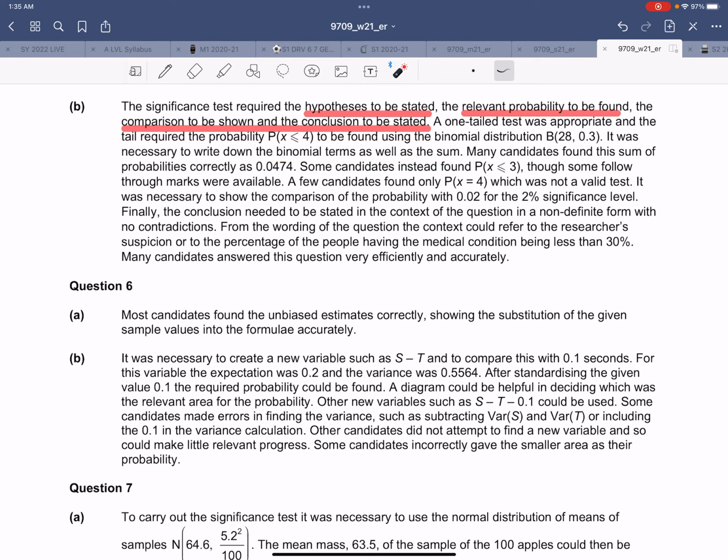Now people try to skip this. Some candidates only found this value. From the wording of the question, let me underline this, the context could refer to the researcher's suspicion or to the percentage of the people having the medical condition being less than 30%. That means when you say accept H0 or reject H0, write the answer properly in the context of this question.